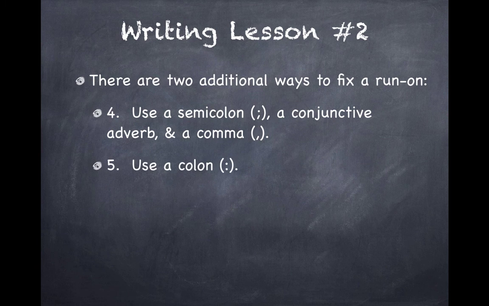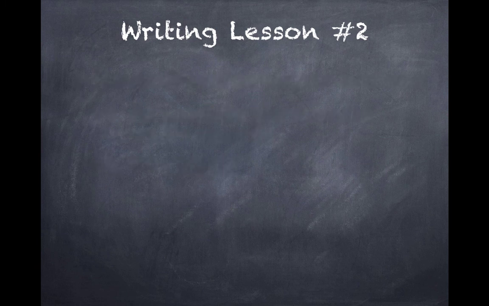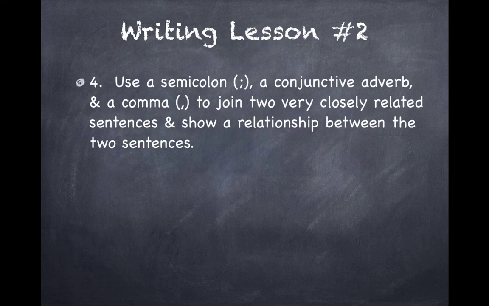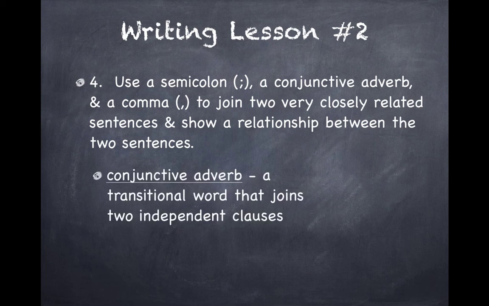And then the last way would be to use a colon. So let's look at that fourth way. To use a semicolon, a conjunctive adverb, and a comma, we would do this to join two very closely related sentences. But not only that, you would also do this to show the relationship between the two sentences. So now when you use a comma and a conjunction, you can show the relationship. This is a similar way to do this, but just in a different way.